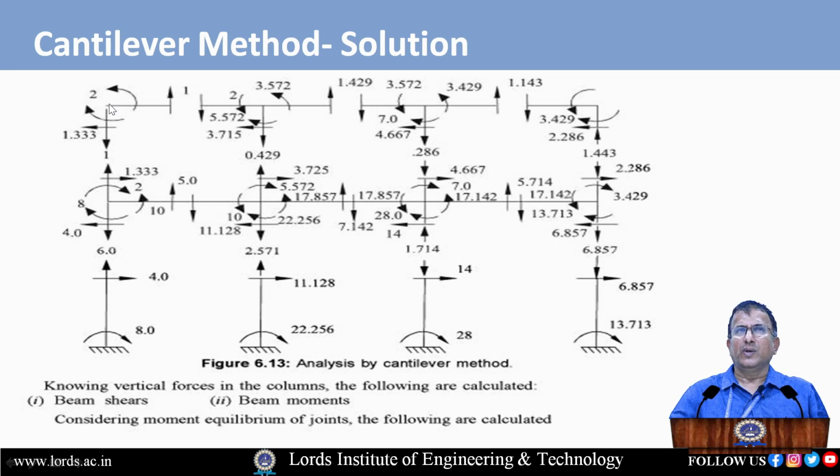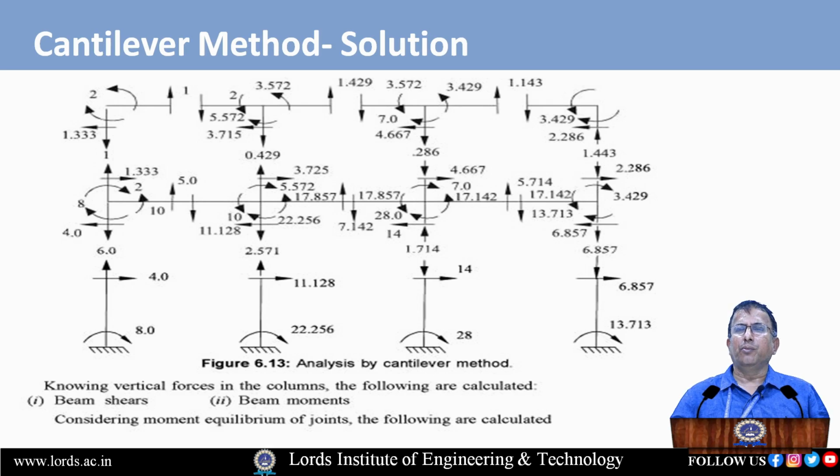Now here, what is the moment at the joint B? 2 will be in the direction of 1, and again 1.429 into 2.50 will be in the direction of 1.429 only. So definitely 3.572. If we observe the moments at the joint B, both are in the same direction. So the summation of the two values will give the actual moment acting at the joint B. So 2 plus 3.572, the value will be 5.572 is the moment which is acting.